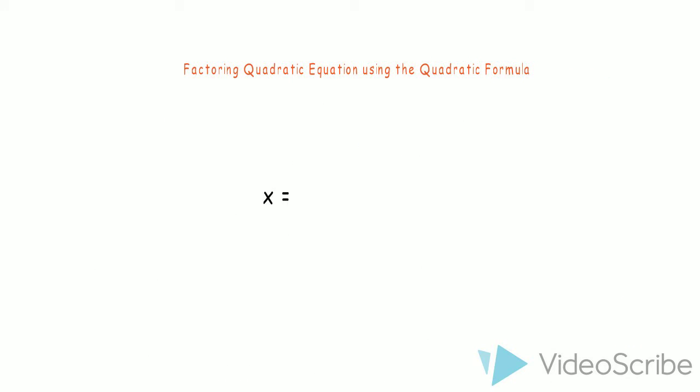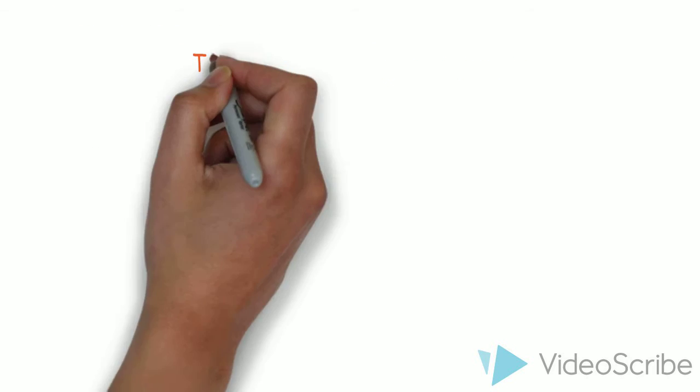I'm going to show you how to solve the quadratic equation using the quadratic formula, which is negative b plus or minus the square root of b squared minus 4ac divided by 2a. So, I know it's really long, but there is an easy way to remember this.